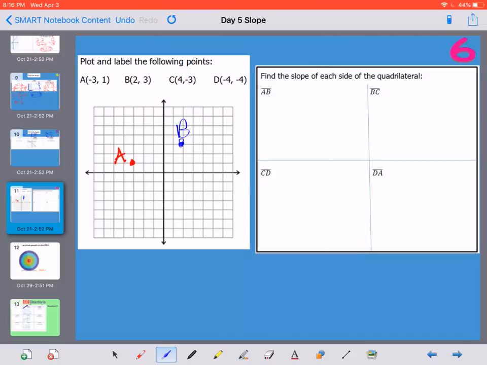C is 4, negative 3. So over positive 1, 2, 3, 4 on the x-axis, and down negative 1, 2, 3 on the y-axis. That's C. And D is at negative 4, so negative 4 on the x-axis, 1, 2, 3, 4, and down 1, 2, 3, 4. That will be D. So now we can connect these dots to make a quadrilateral.